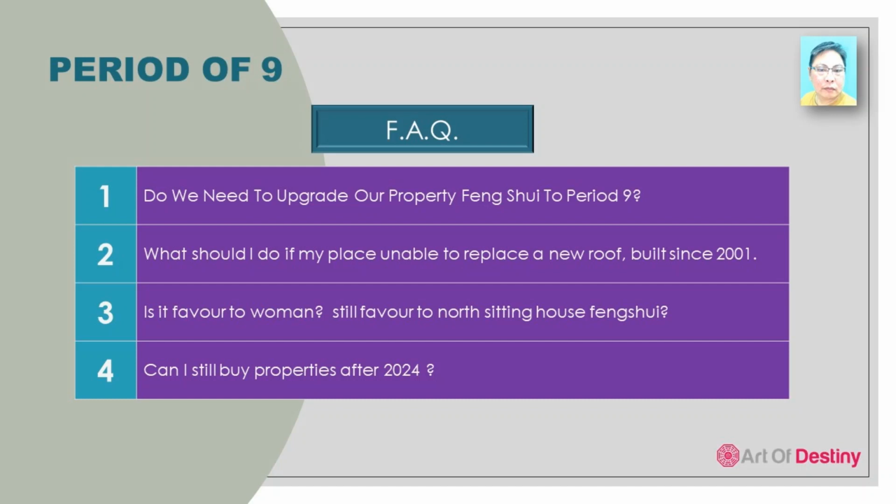But that has nothing to do with the Feng Shui or so-called period 9, right? Probably it has to do with the Feng Shui of that woman who's staying in that house. Or maybe she has a good destiny, good luck cycle, right?